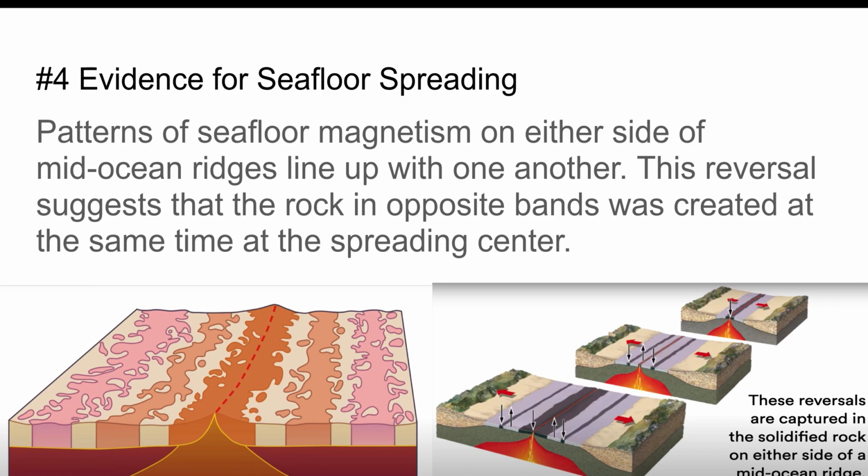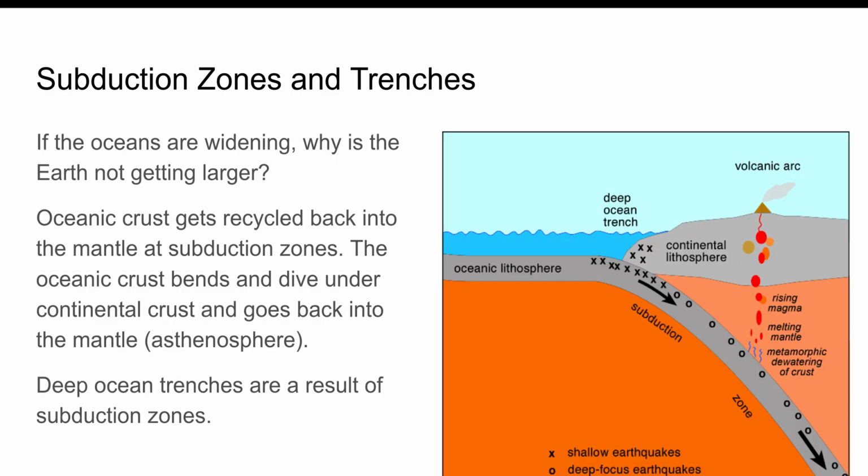The seafloor was actually widening from a given point, and the beauty about that is it then made everything make more sense. Subduction zones and trenches. If oceans are widening, why is the Earth not getting larger? Well, something's got to give, right? Give and take. So we're expanding one part, well, then we have to destroy another part, and this is where subduction zones come into play.